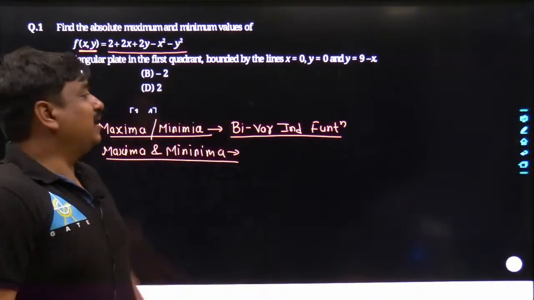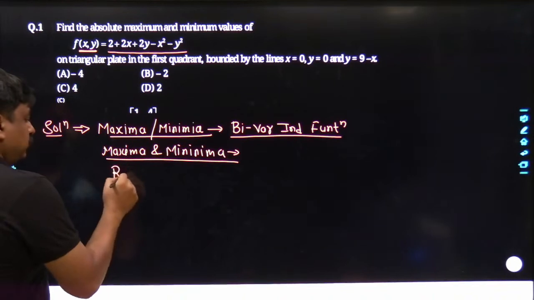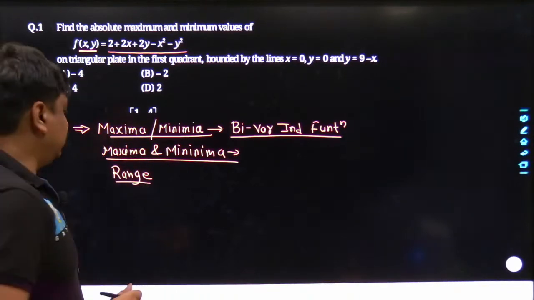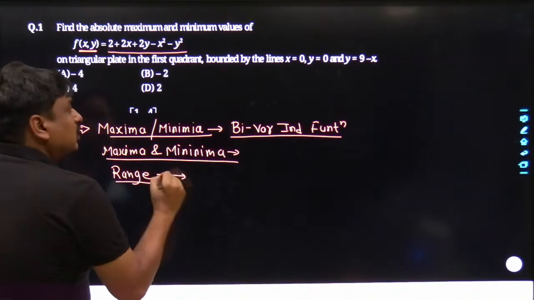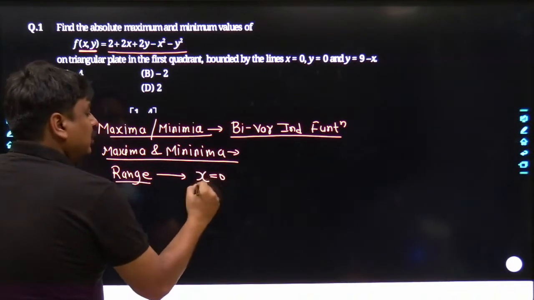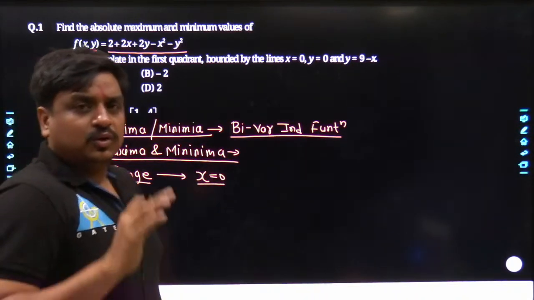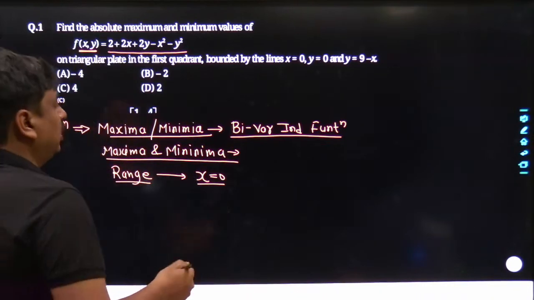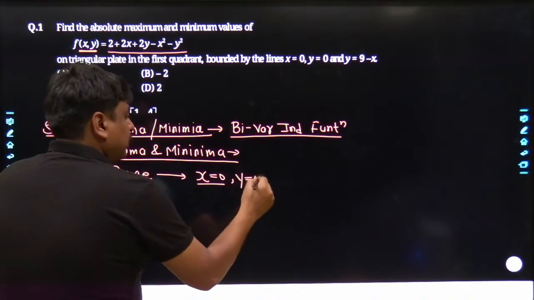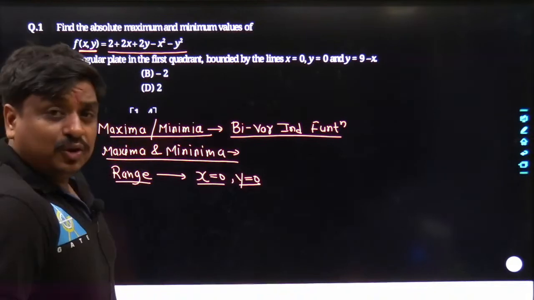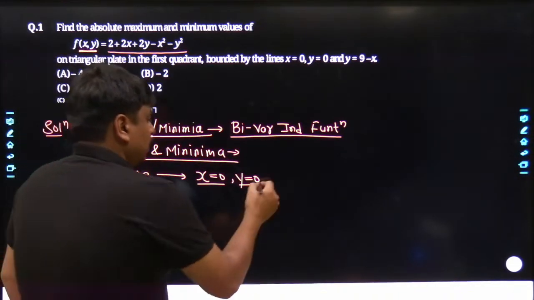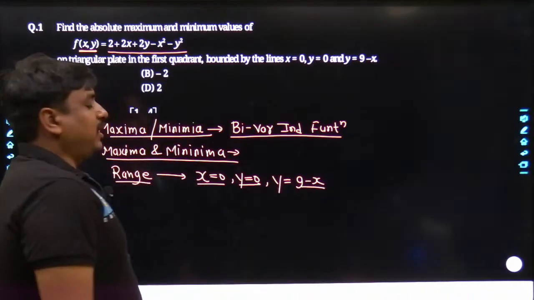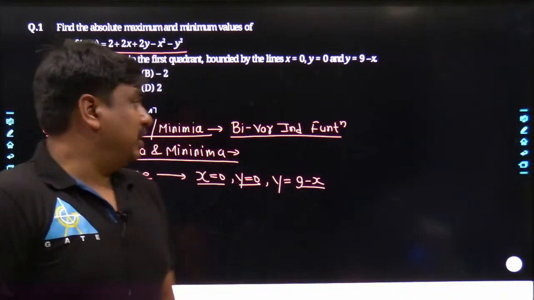The range has been clearly written. You have to find the maximum or the minimum value of f(x,y) within the region which has been bounded by x = 0. May I know what it means by x = 0? So if you take the reference of the xy plane, x = 0 is nothing but the y axis. Similarly, y = 0. If you take the reference of the xy plane, y = 0 is nothing but the x axis itself, and here goes another line over the xy plane, y = 9 - x. Till this point, each and everything must be clear to most of us.